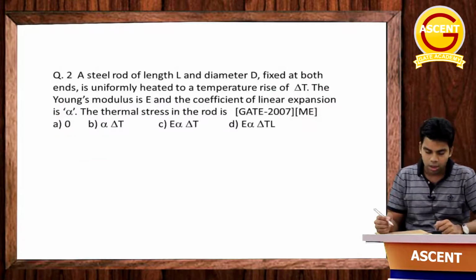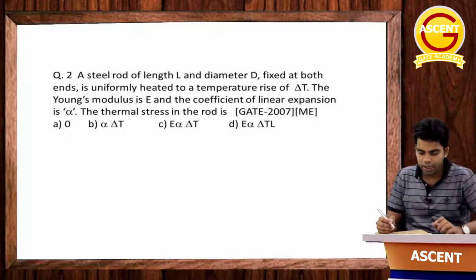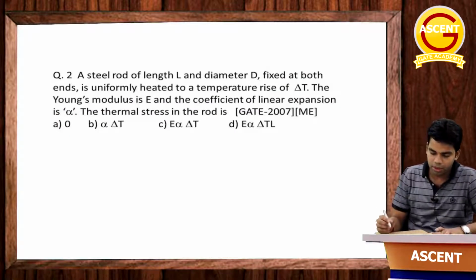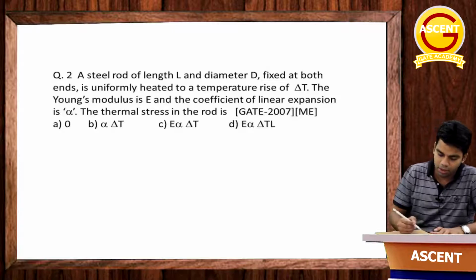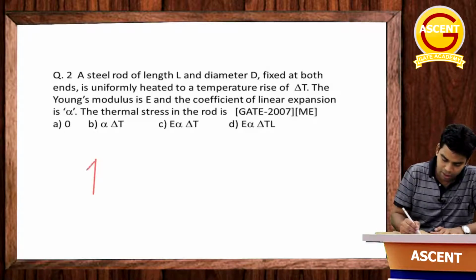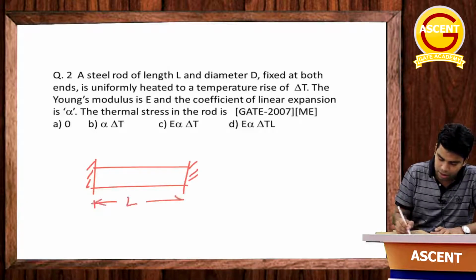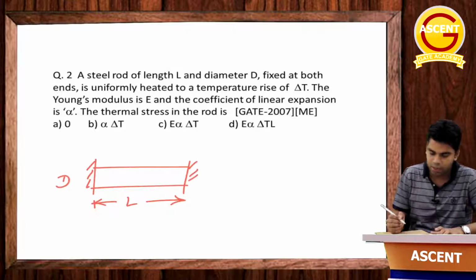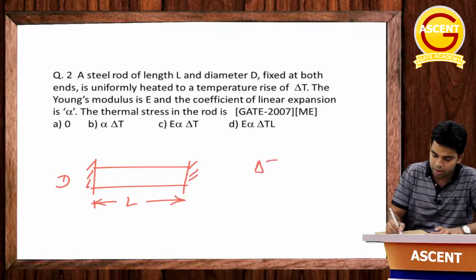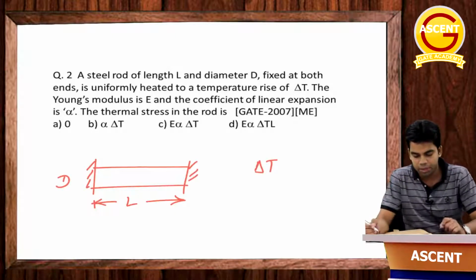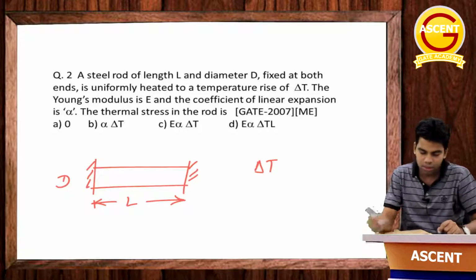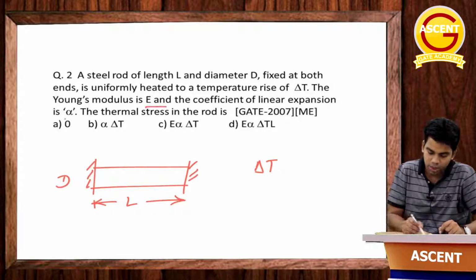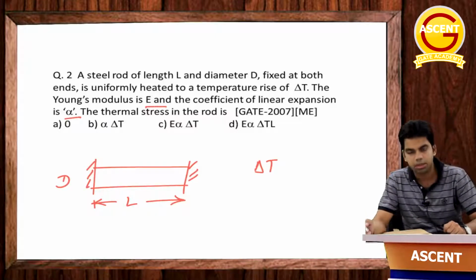Okay, next question. The steel rod of length L and diameter D fixed at both ends is uniformly heated to a temperature rise of delta T. So we have a steel rod which has a length of L and diameter D. It is fixed at both ends and it is heated to a temperature rise of delta T. That means the temperature changes by delta T. The Young's modulus is E and the coefficient of linear expansion is alpha. The thermal stress in the rod is?